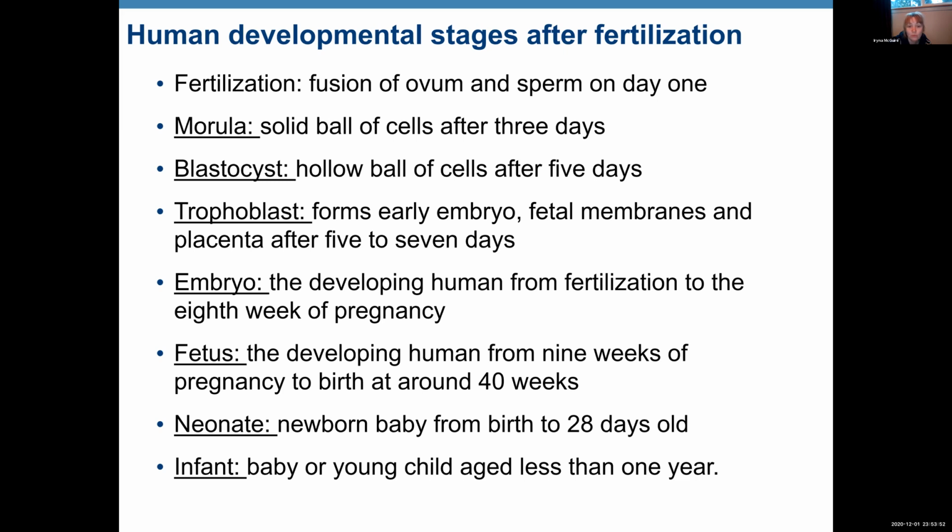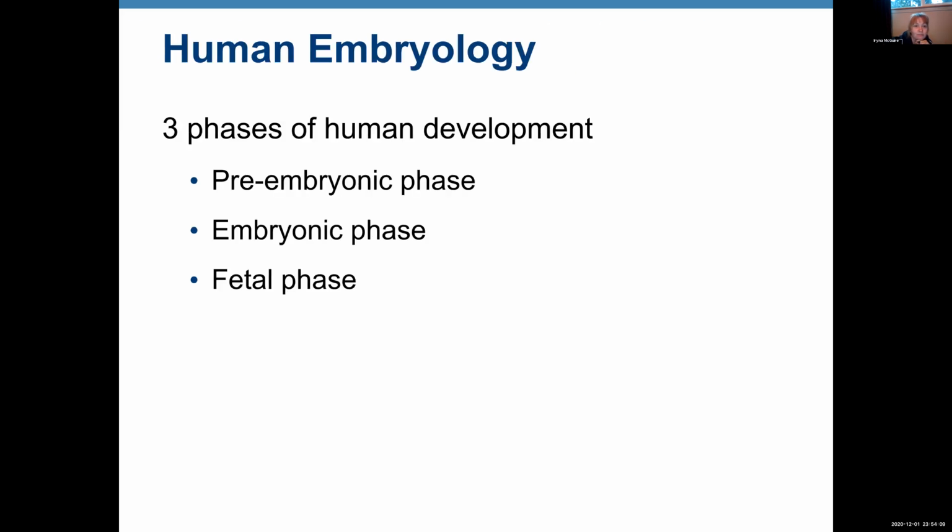Neonate is newborn baby from birth to 28 days old, and infant, baby or young child ages less than 1 year, right? So that's kind of just terminology. So you know what morula, blastocyst, trophoblast, embryo, fetus is. So 3 phases of human development: pre-embryonic phase, embryonic phase, and fetal phase.